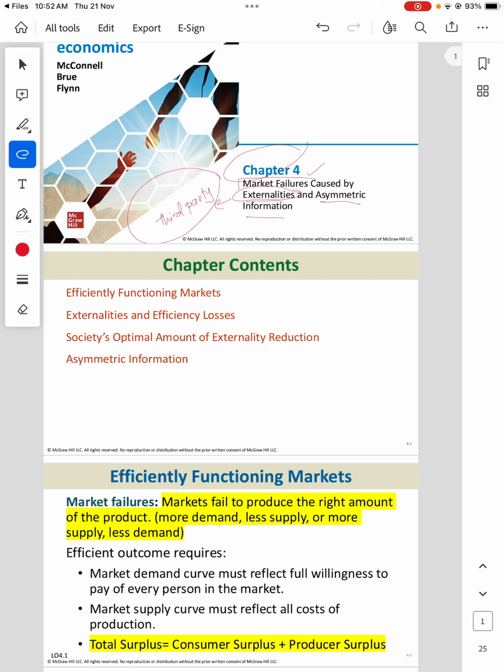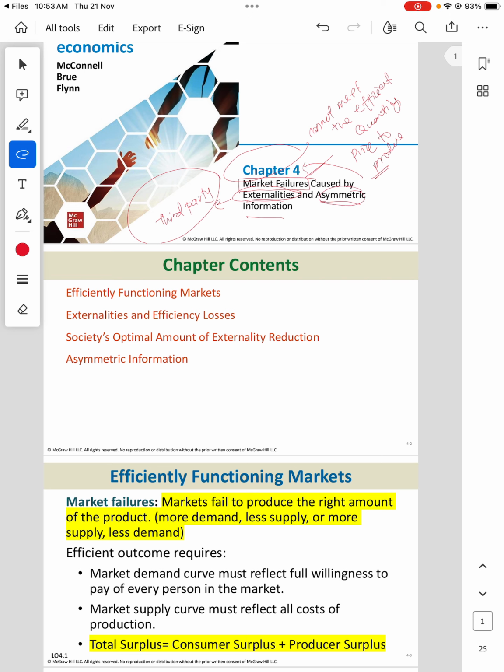When we talk about market failure, market failure is about the market that cannot meet the equilibrium. It cannot meet the efficient quantity and also price to produce. So it incurs the market failure.